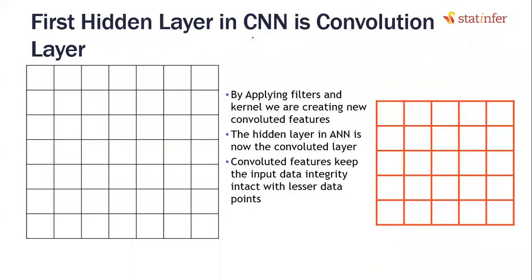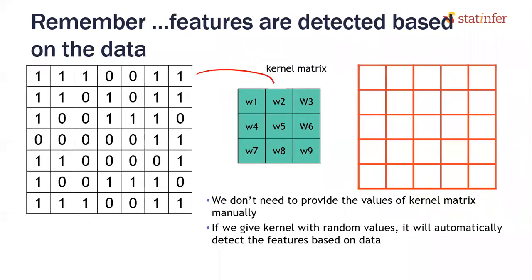So the first layer: until now we have had the input layer, X data, where you have the image, and the output layer, which has the results. Until now we had the hidden layer in ANN, but here the first layer in CNN is the convolution layer. What happens in the convolution layer? We apply kernel matrices on the input image. The resultant would be the convolved image. So the heart of a convolutional neural network is the kernel matrix.